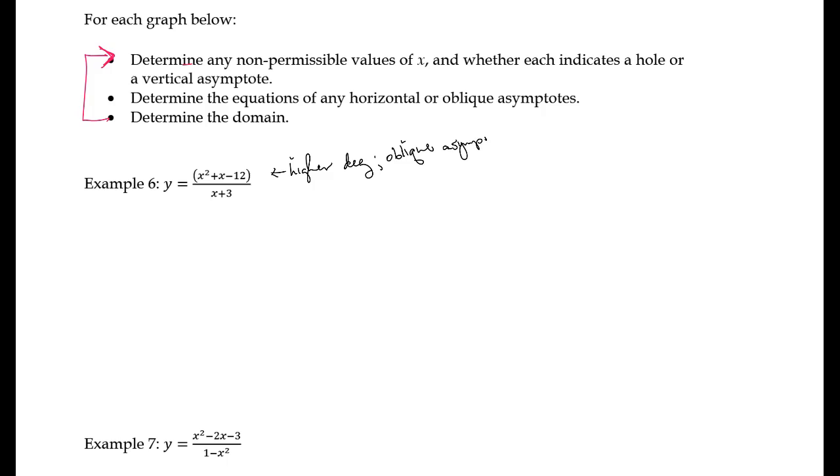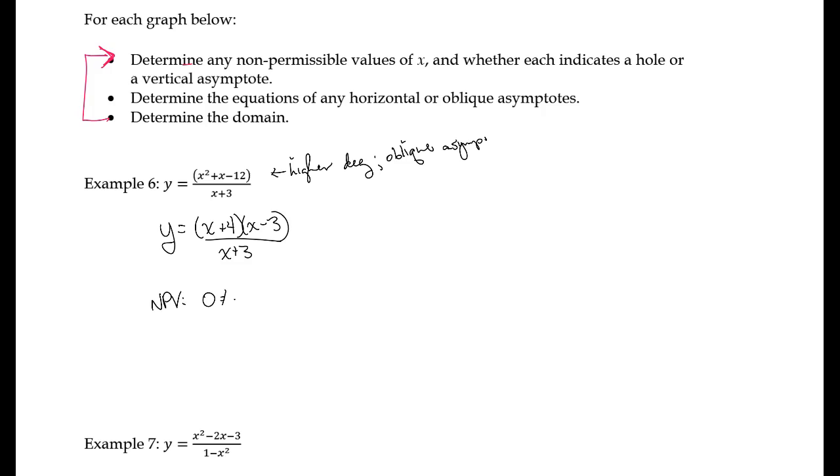Okay. Before I do anything though, I'm going to also rewrite this in factored form, which is x plus 4, x minus 3, x plus 3. There's no canceling here, so that's good to notice. Just as a quick note, it should be plus 4 and minus 3 because of the sign on that middle term.